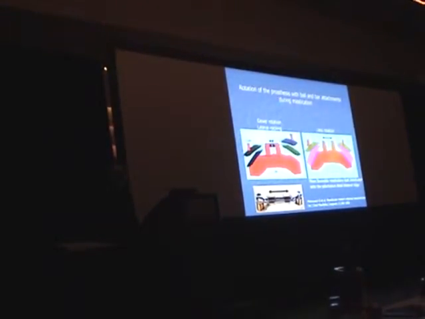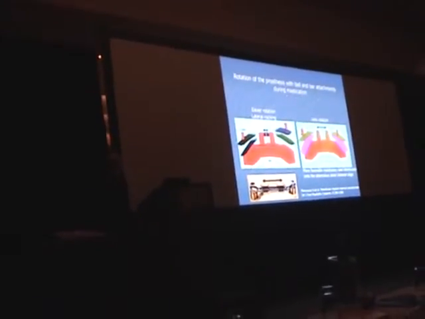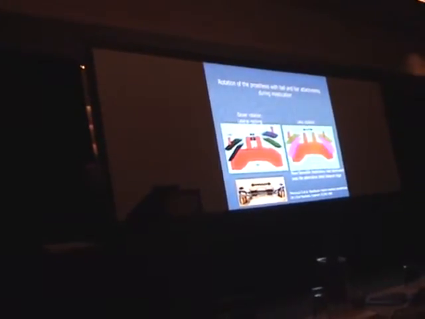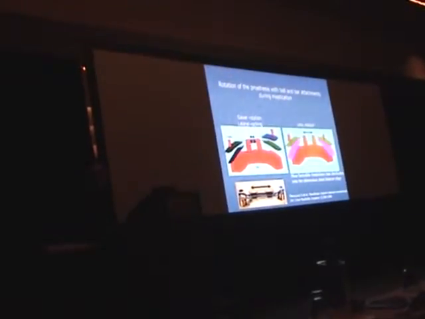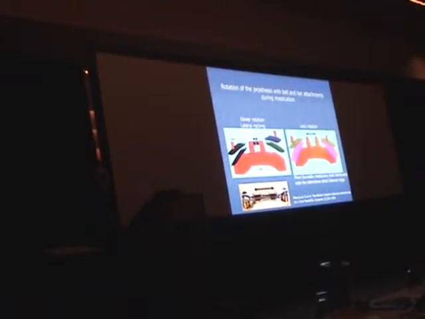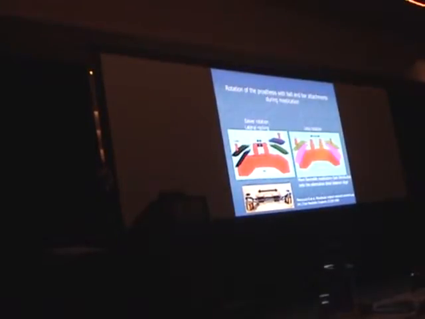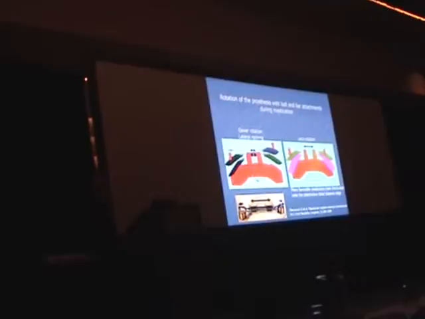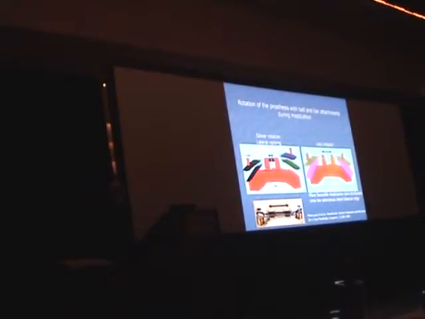Rotation of the prosthesis with ball and bar attachments during mastication is compared in a study, and there is easier rotation and lateral rocking seen with the bar and clip attachments compared to two independent ball attachments. There is less rotation with the two independent ball attachments because clips are closer to each other and ball attachments have a longer distance between.